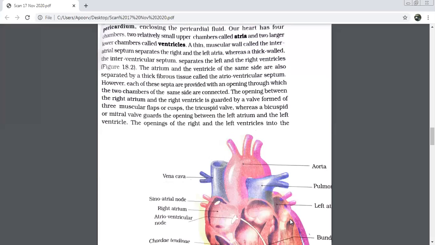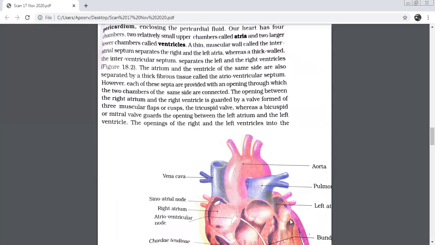And name the valve which guards the opening between the right atrium and the right ventricle. Tricuspid valve. The tricuspid valve has how many cusps or flaps? Three. Sure? Yes, ma'am. Okay.